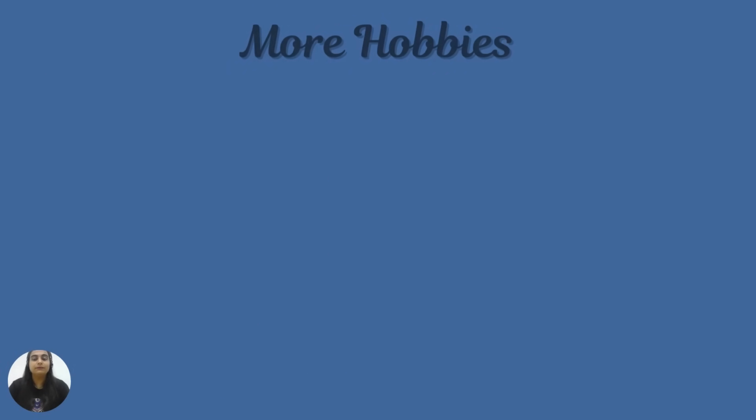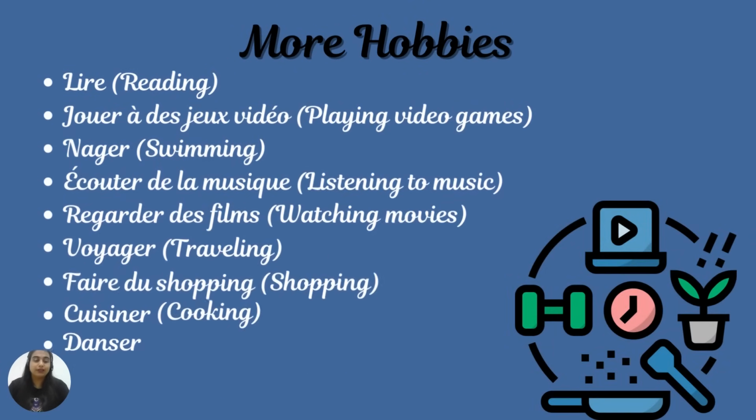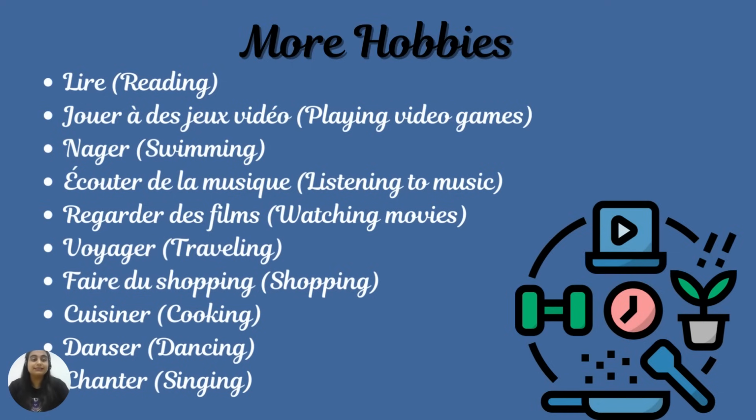Moving on to a little bit more example on hobbies, we have lire. So this is where you can use the like or dislike. So you can say j'aime lire or je n'aime pas lire. Up to you. Jouer à des jeux vidéo, nager, écouter de la musique, regarder des films, faire... et chanter.